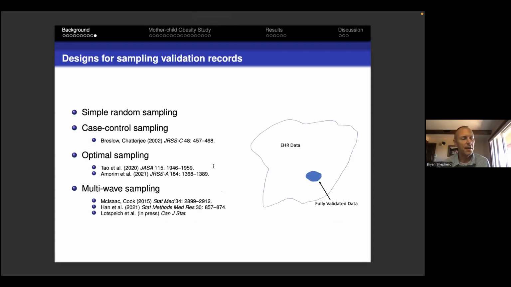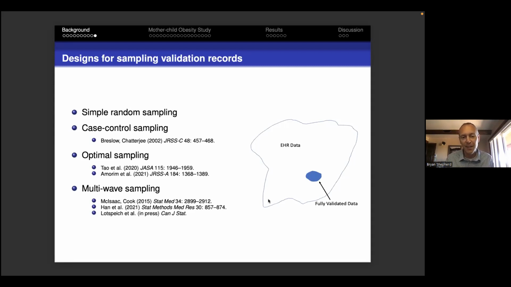Okay, the last little bit of statistical background that I wanted to go through is designs for sampling validation records. You could imagine, for sure, you want to randomly select, or use a probabilistic sample to select, records for validation. The simplest way to do that is simple random sampling, where every record has an equal probability of being sampled, and you randomly pick some and then proceed. That works okay, and it works well, but it may not result in a very efficient sample.